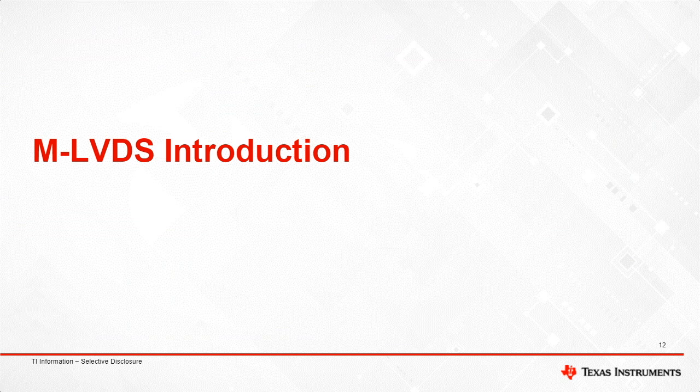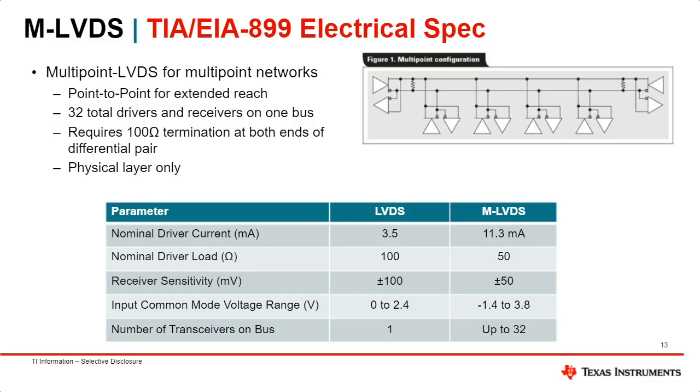Now I will move to MLVDS. And as the name suggests, MLVDS is an extension to the LVDS protocol to support multi-point configuration. Again, similarly to LVDS, it's a protocol defined by TIA/EIA-899, and it just defines the physical layer electrical characteristics again. An important difference with multi-point configuration is that instead of having a single termination resistor, you now require termination on both ends of the transmission line.